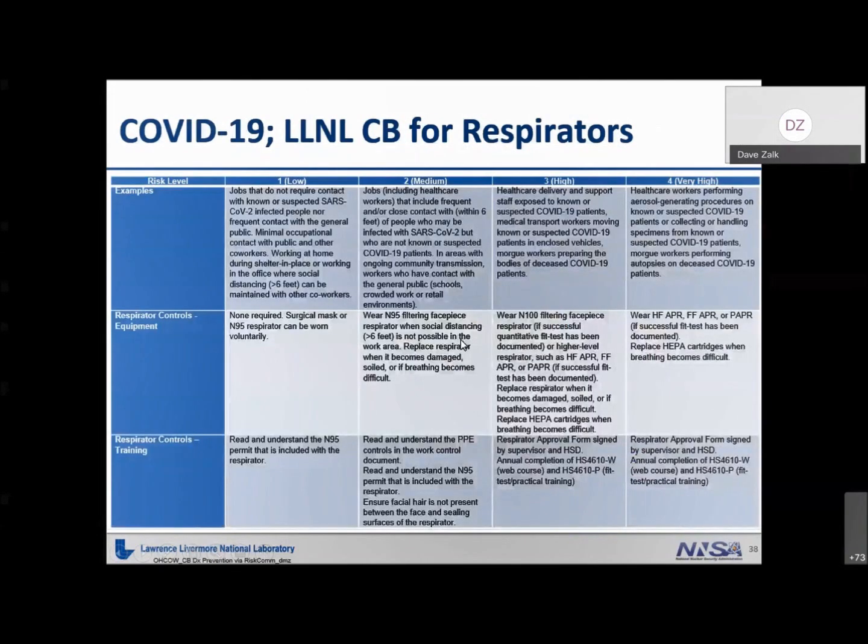At Lawrence Livermore, where I work, of course, they actually expected us. We had this problem, go solve it. Come up with a control banding risk matrix, the 4 levels of risk and how we would implement it and the controls that flow from it for COVID-19 and respirators.